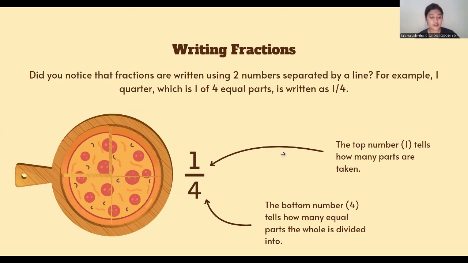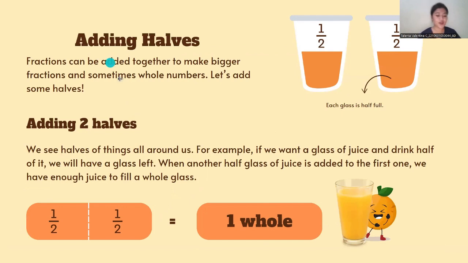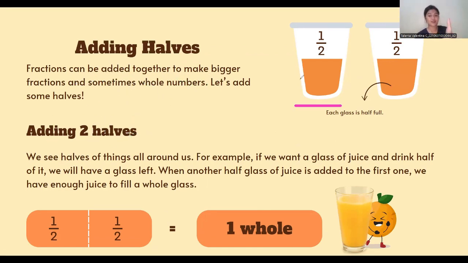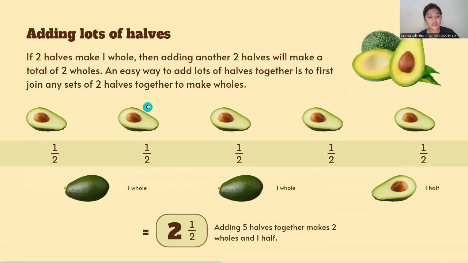Next is adding halves. Fractions can be added together to make bigger ones. If we add two halves, for example, if I drink 1/2 of a glass of juice and then drink another 1/2, now I have one whole glass. Why? Because 1/2 plus 1/2 is 2 over 2, which means one whole. So if I drink 1/2 and drink another 1/2, I have finished one whole glass.